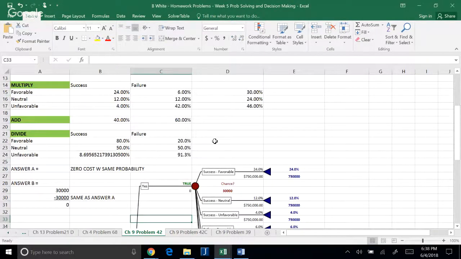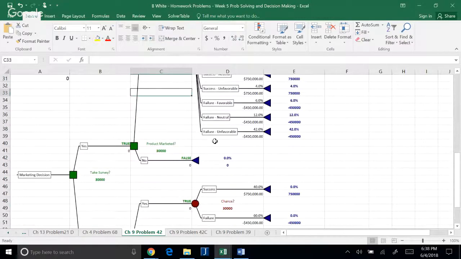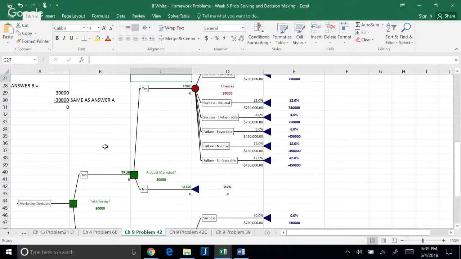So now let's look at the structure of the decision tree and see how that stacks up. Okay. All right. So the marketing decision, the first thing you've got is, do you do the survey? And that is the correct first decision. Now, once you take the survey, there's a node missing here. There should be a chance node for success or failure. Then after you have that success or failure node, you would have another node for a decision, and that would be where you would mark it yes or no.